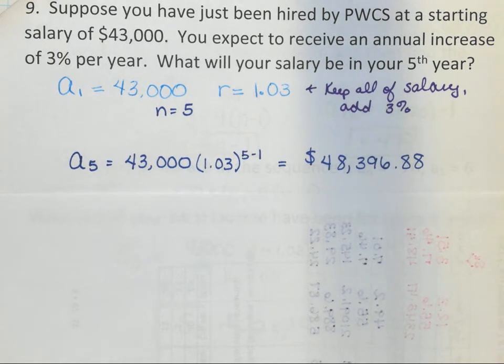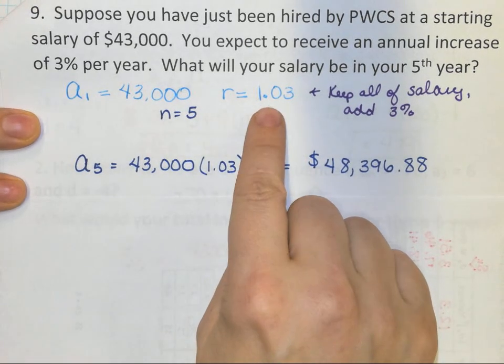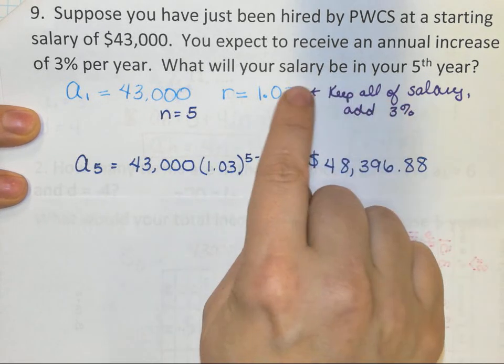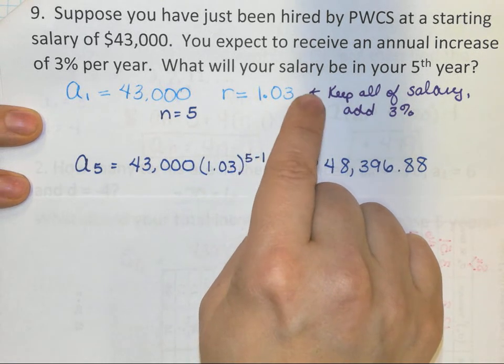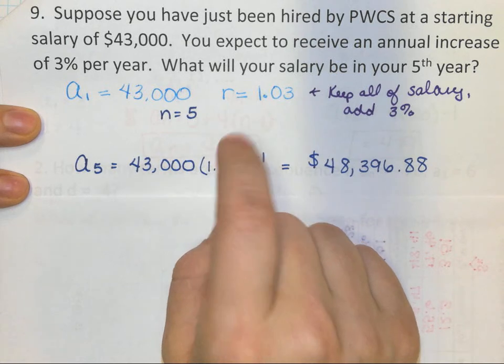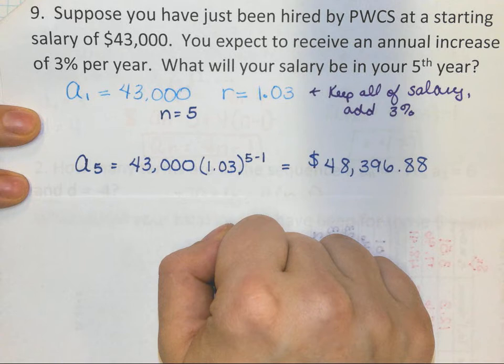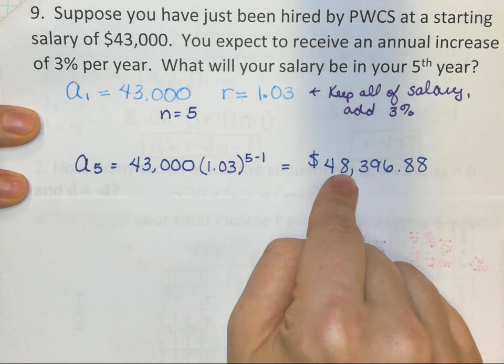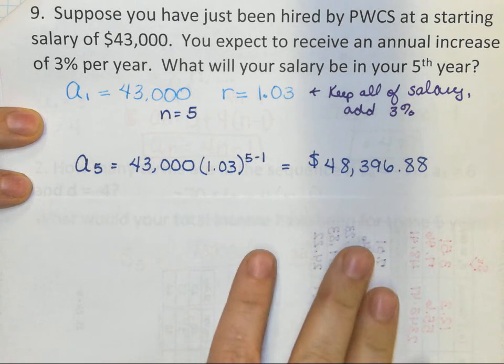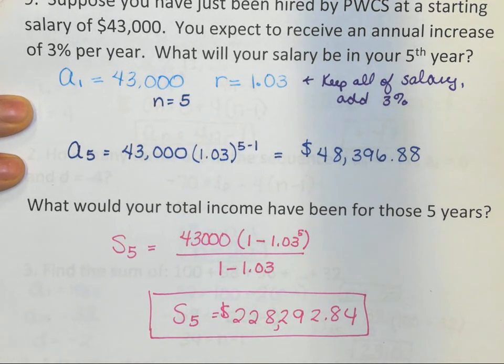$396.88. The reason why I brought up that idea of making sure it makes sense is because my rate here, my ratio, is 1.03. Because you were going to keep all of your previous salary, that's the one, and you're adding to that 3%. So if you had used just 0.03, you would have had a very tiny number. And I really hope you're not working in a job where you steadily lose money every year. That would stink. Please don't take that job. Okay? So at the end of 5 years, this is what you should have. And if you got that first part, if you understood that the rate was 1.03, the rest of it really does come pretty simply.